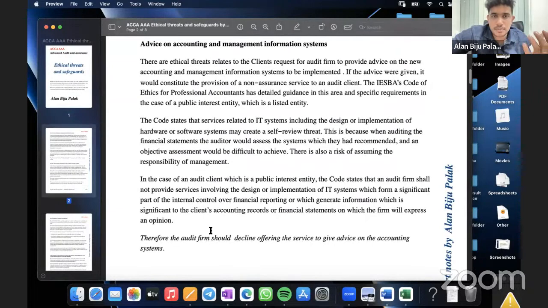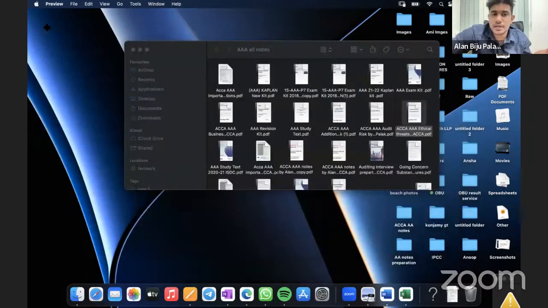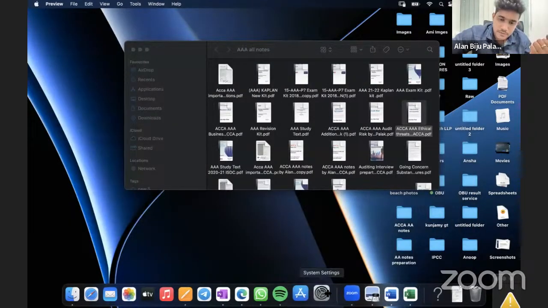All the ethical threats are provided, and in italics, I have included the safeguards that have to be adopted by the auditor. You can just go through this file. This is just 8 pages. While going through this, you will be able to get the way in which you need to write each of the ethical threats, as well as the safeguards in relation to each of the threats. Is that clear, everyone?